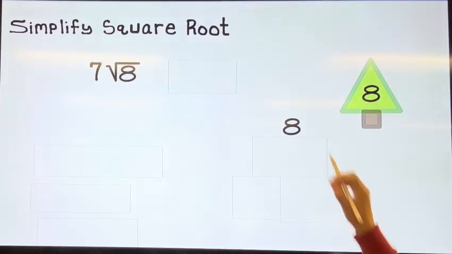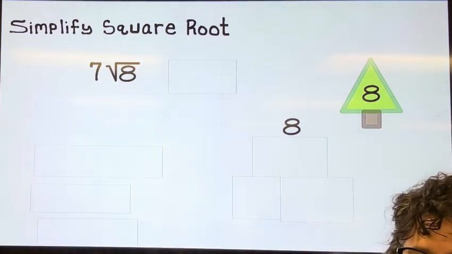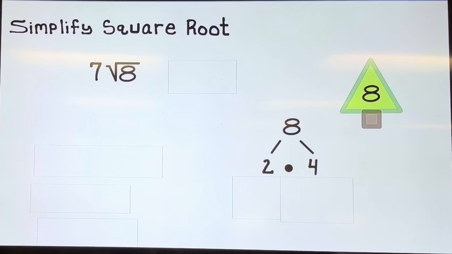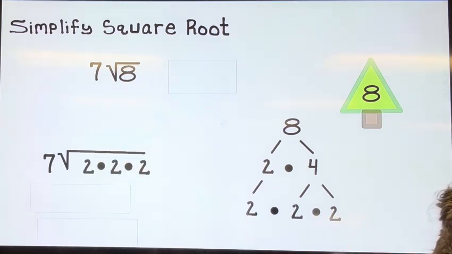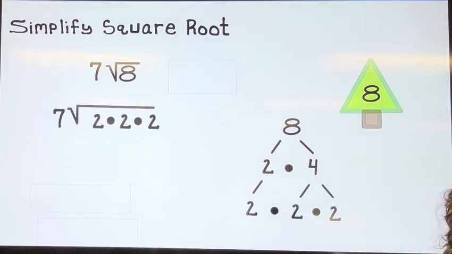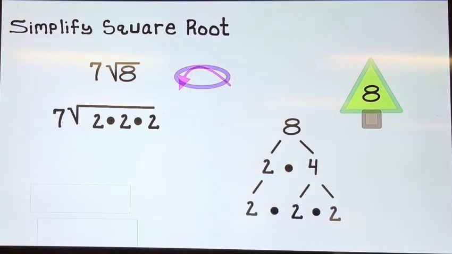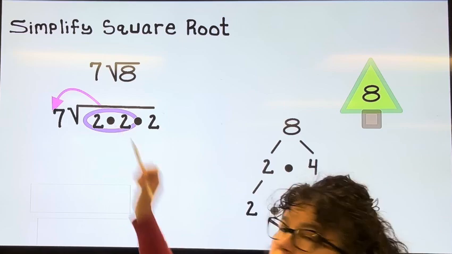Vocabulary for the number under a root is called a radicand. So I'm going to take the radicand 8. I'm going to break that down. I might want to go with 2 times 4. That 4 is 2 times 2. Then bring down the 2. So let's go in and replace the 8 with 2 times 2 times 2. We're looking for two of a kind to take something out. I have a pair of 2s. So I'm going to take the 2 out front.